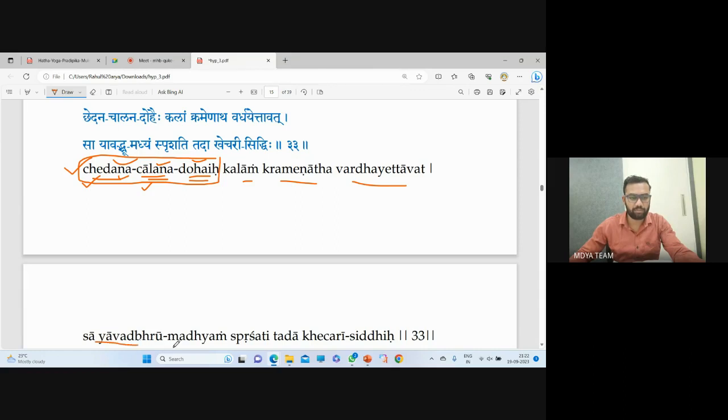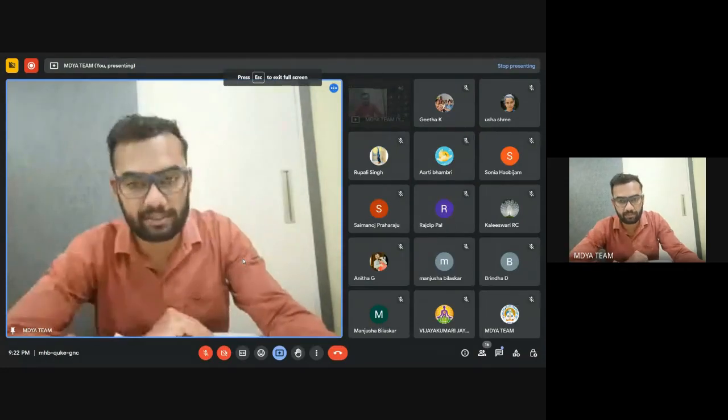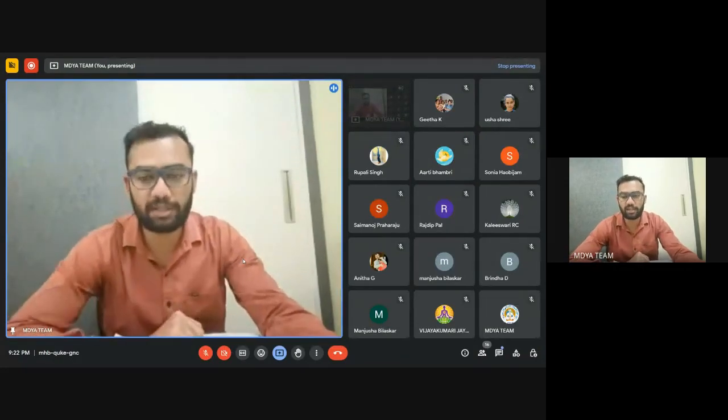तावत् सा यावत् भ्रूमध्यं स्पर्शति तदा खेचरी सिद्धि. It means how long we have to repeat the same exercise. Exercise of Chedan, Chalan and Dohan.